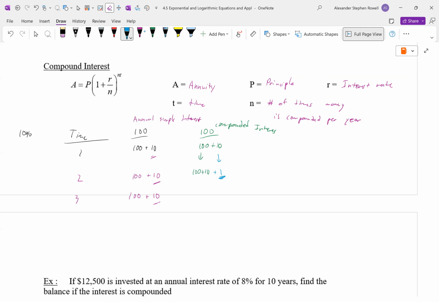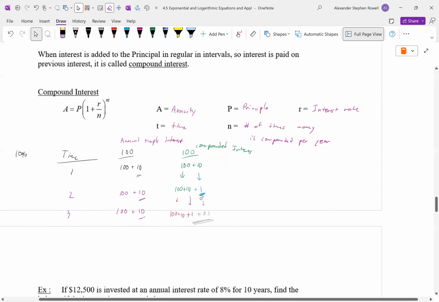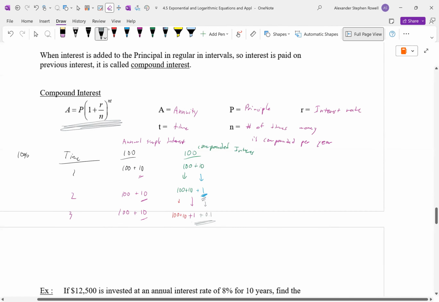Do you understand this idea of compounding? So the next year I would make $10 on the 100. I'd make an extra $1 on the 10. And I make an extra what on the 1? I'd make an extra 10 cents. So over time, it starts adding up significantly. That's what's called compound interest. Your interest earns interest. This is the formula for compound interest.